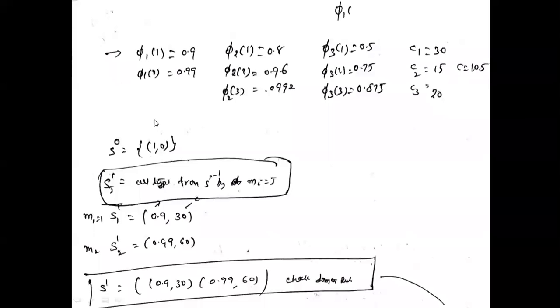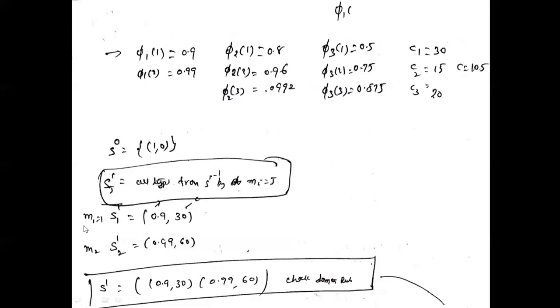Today we are discussing reliability design. First we are creating the sets. Initially, S^0 = {(1, 0)}. Next, we are calculating S_j^i, where j represents the number of devices in stage i. So the number of devices in stage i is given by S_j^i, where j represents the number of devices in that particular stage i.